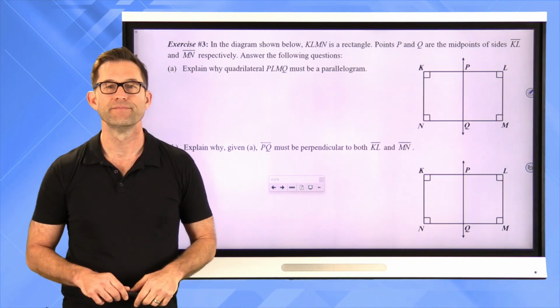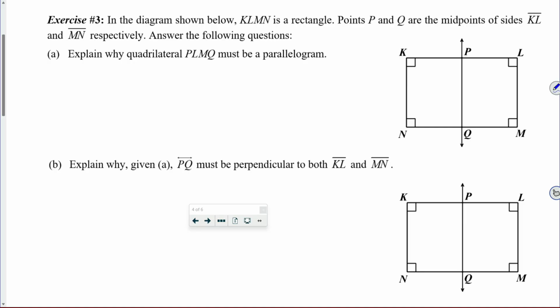Exercise number 3. In the diagram shown below, KLMN is a rectangle. Points P and Q are the midpoints of sides KL and MN respectively. Answer the following questions. Letter A: explain why quadrilateral PLMQ must be a parallelogram.